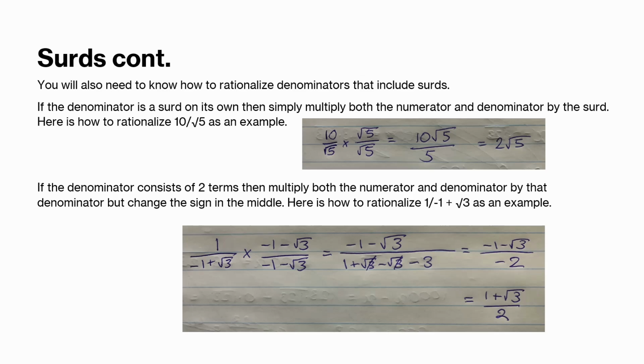minus 3. Then obviously plus root 3 minus root 3 can cancel out, so you'd get 1 minus 3, which is minus 2. So the answer would be minus 1 minus root 3 over minus 2. Obviously you can multiply this by minus 1 to make it positive. You'd get 1 plus root 3 over 2.